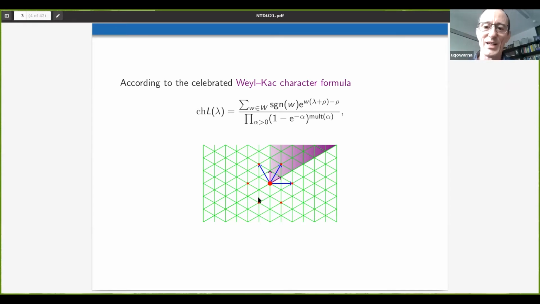As I said, in the affine case, things become infinite dimensional, but it's a similar idea. And if you take another dot in this cone here, you get another representation and so on. Okay, so that's the kind of thing we're studying.